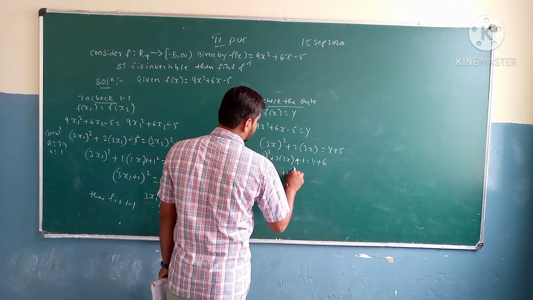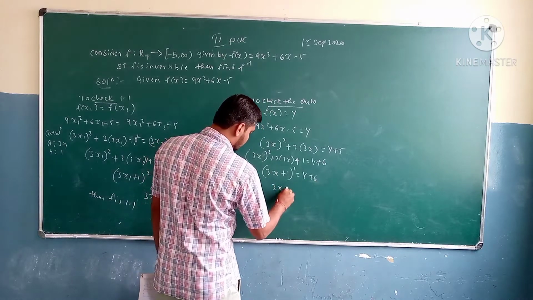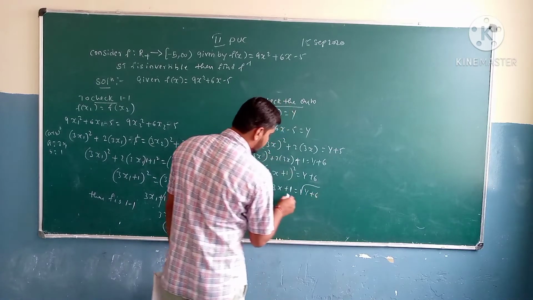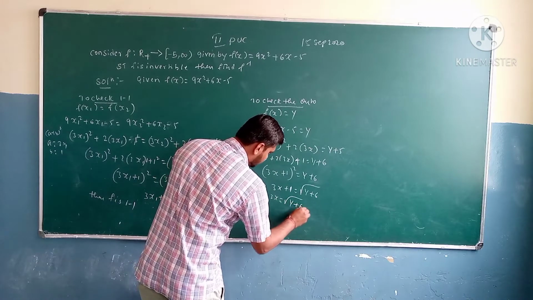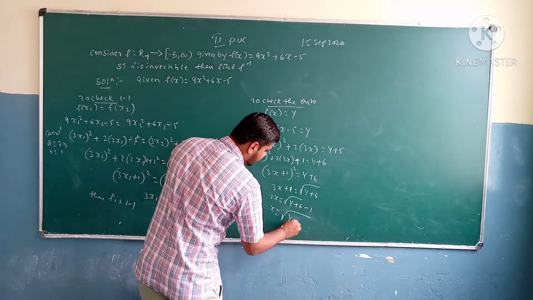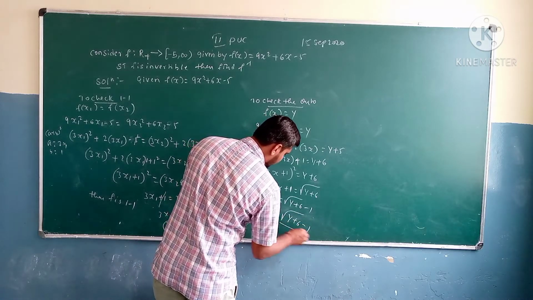So we can write this one as 3x plus 1 whole square is equal to y plus 6. So we can write down 3x plus 1 is equal to root of y plus 6, so 3x is equal to root of y plus 6 minus 1, or we can say that x is equal to root of y plus 6 minus 1 divided by 3.